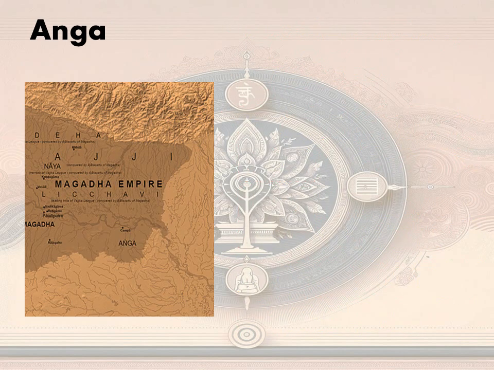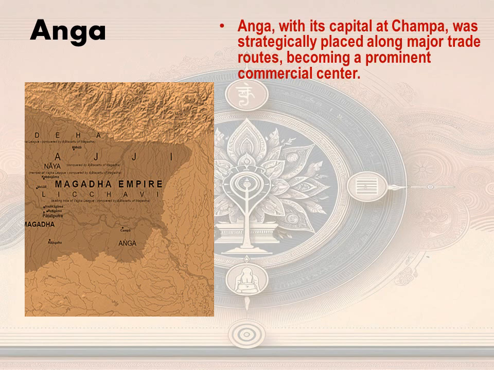All these states have been mentioned directly or indirectly in the Mahabharata, and if you have read the entire epic, you will know that Anga played a very important role because it was where Karna ruled. Karna, the Surya Putra Karna, ruled in the territory of Anga. Anga, with its capital at Champa, was strategically placed along major trade routes, becoming a prominent commercial center.